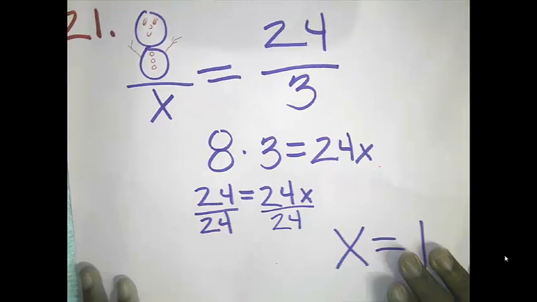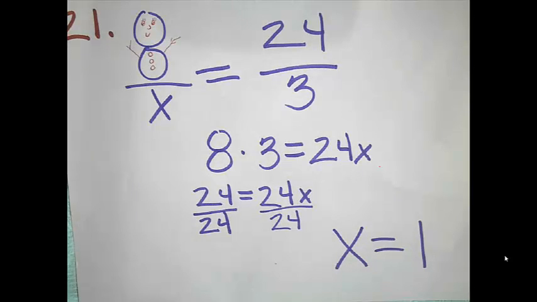I have question number 21. The question is 8 over x equals 24 over 3. So what you would do is you would cross multiply 8 and 3 to get 24x, and then 8 times 3 is 24. So you would divide 24 on both sides and you would get 1 for x. That's what it is.